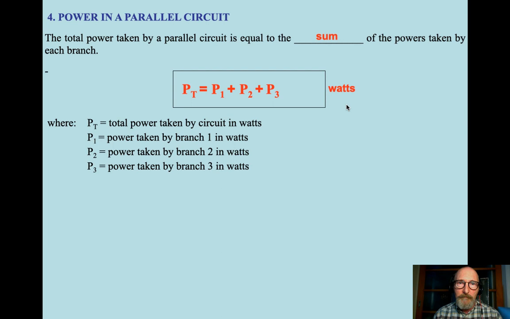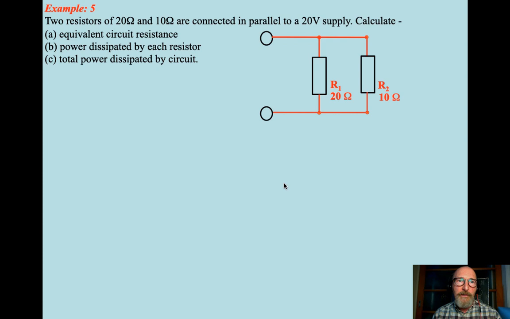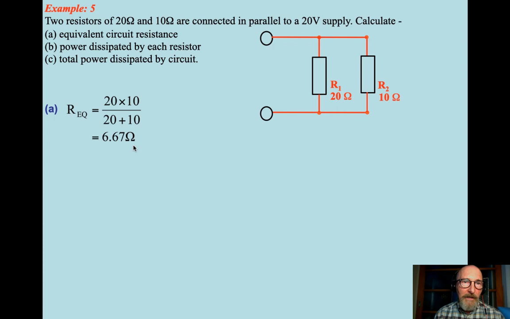Okay, two resistors of 20 ohms and 10 ohms are connected in parallel to a 20 volt supply. Calculate the equivalent circuit resistance. Okay, 20 and 10, you can even take a bit of a guesstimate there, or you can do it product over sum. The sum's 30, and 20 times 10 is 200. Yeah, we worked that out before, didn't we? It was about 6.5. There we are, product over sum, 6.67. Very close, even with a guesstimate there.